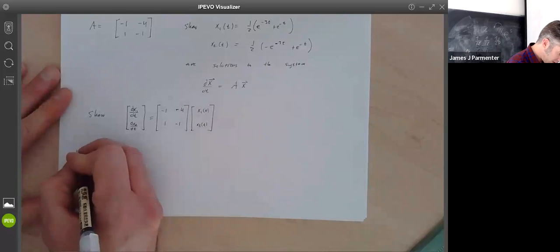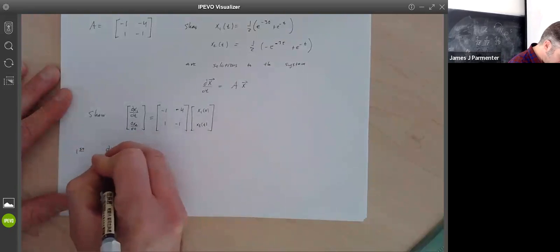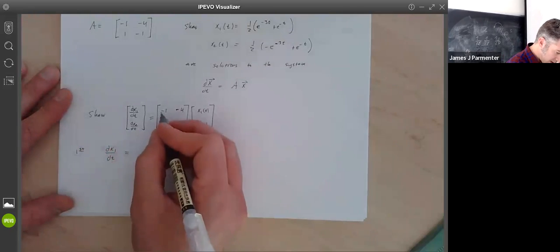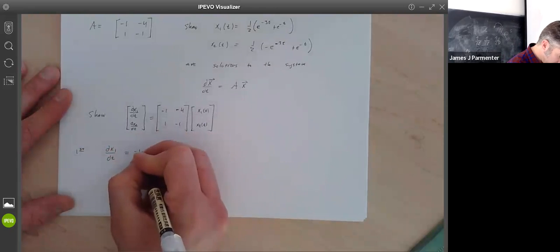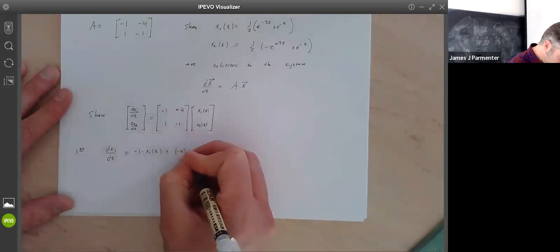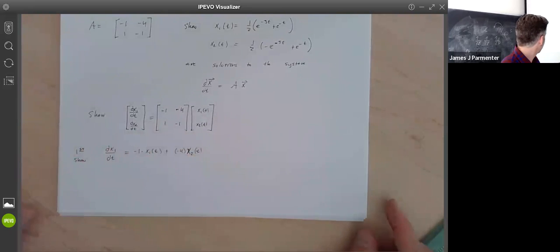So first, I'm going to find dx1/dt, and I'm going to show that it's equal to -1 times x1 plus -4 times x2. So that's what we're going to show first.